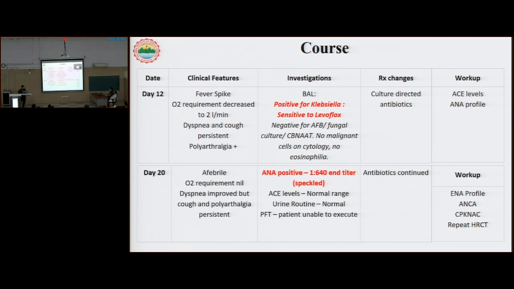As our first differential was interstitial lung disease, we had started workup along the same lines and sent ANA and ACE levels. ANA came out strongly positive with a 1:640 titer in a speckled pattern, whereas all the workup for tuberculosis, including AFB, CB-NAT, and fungal culture, had come out negative, with no malignant cytology, no eosinophilia, and ACE levels also within normal range.